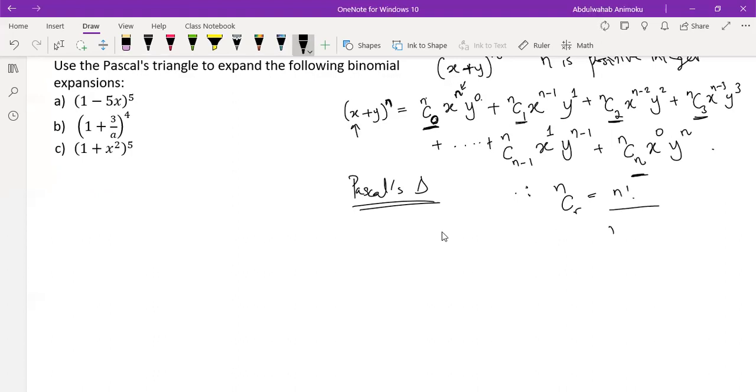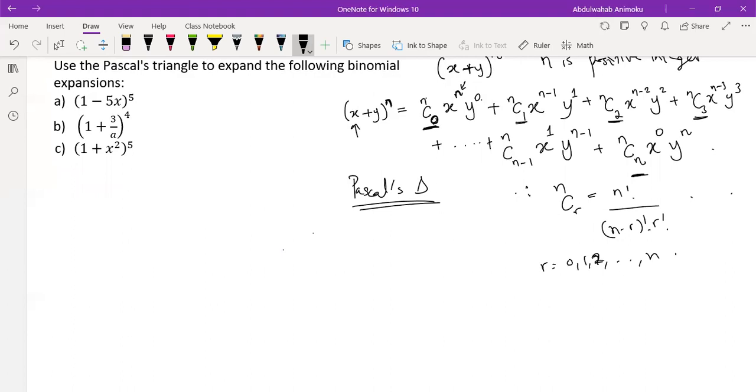N factorial over (n minus r) factorial times r factorial. Of course, r is moving from 0 up to n, okay? Now, this is how we find combination. Now, it turns out that this coefficient can be written using Pascal's triangle.